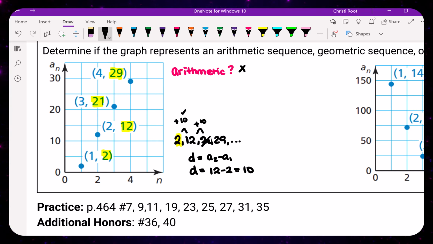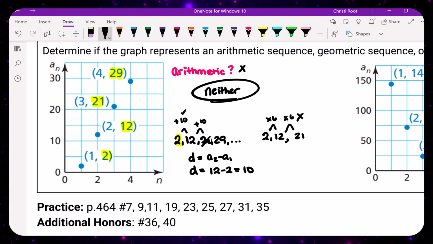This is not geometric either because you're not multiplying. You can see 2 times 6 is equal to 12. But then if you say times 6 again, that is way bigger than 21. That is not going to work. So this is definitely neither. I suspected that it was arithmetic. It is not. Verify your answers.